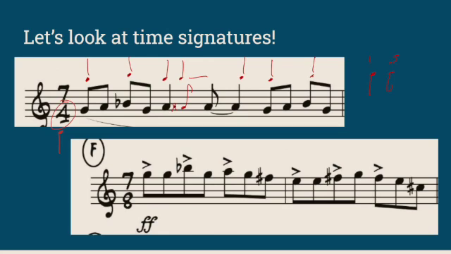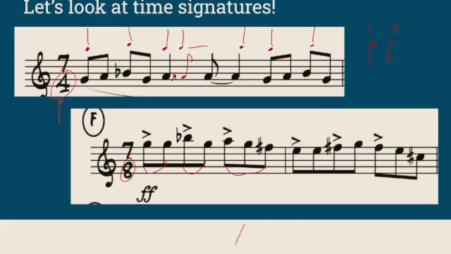7/8. You have 7 eighth notes in each measure. So you have 1, 2, 3, 4, 5, 6, 7. And this is where stressed and accented beats come into play, because in different meter signatures like 7/8 or 7/4, you're gonna have different accents on the beats.